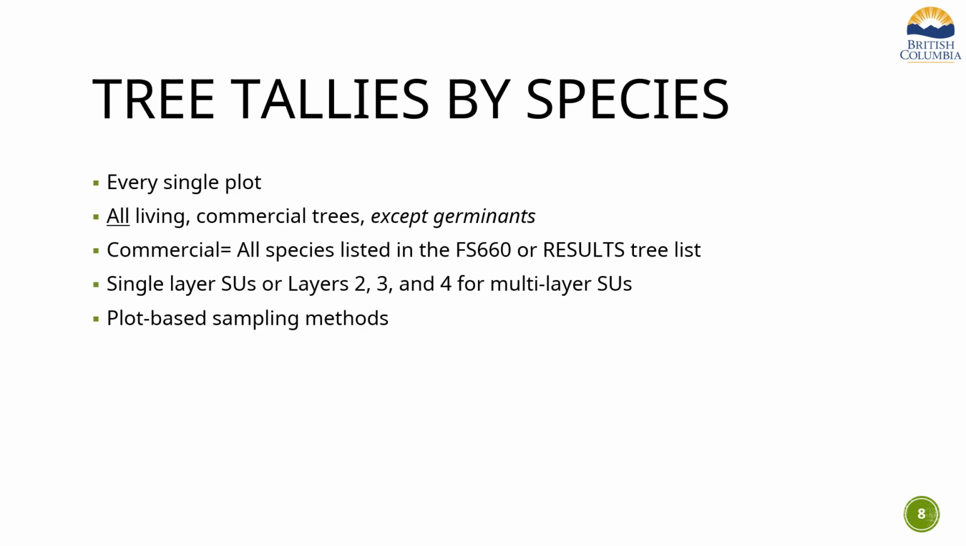Same as always, our tree tallies will include all living commercial trees, and a commercial tree can be considered any species listed in the section 6 of the FS 660 or the results tree list. And there's both conifer and broadleaf species included. We count absolutely everything except for germinants, and I'll define germinant on the next slide. So we are tallying healthy trees and unhealthy, small trees and large trees, good quality trees and poor quality trees, everything, and it's all being done by species.